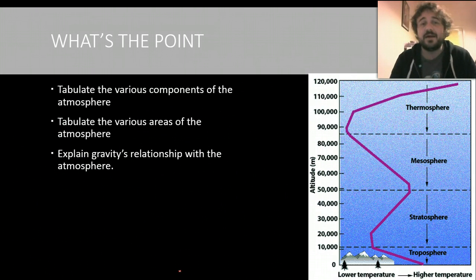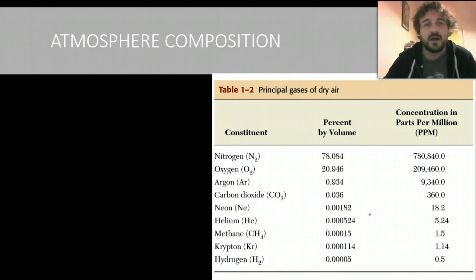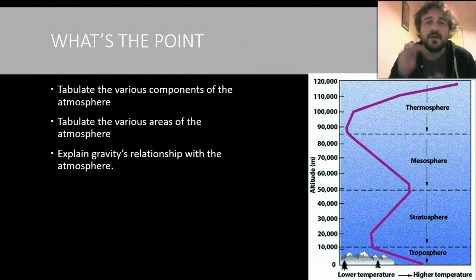What's the point? By the end of this, you should be able to tabulate the various components of the atmosphere. You should also tabulate the various areas of the atmosphere. So here are the different areas, and you're going to talk about what's within those. And you're going to explain how gravity affects these different components.